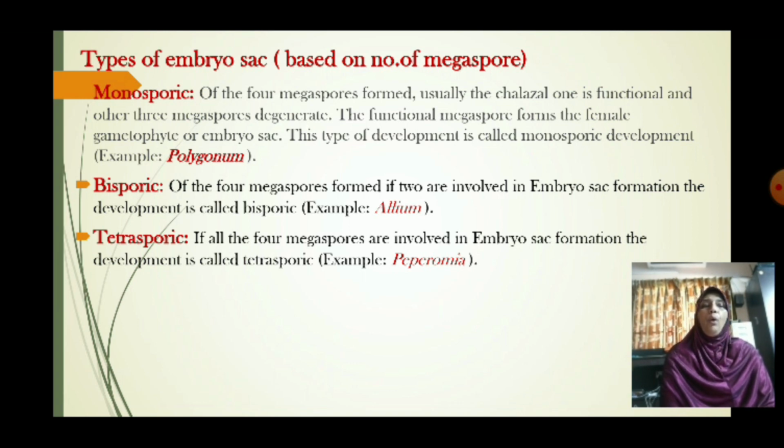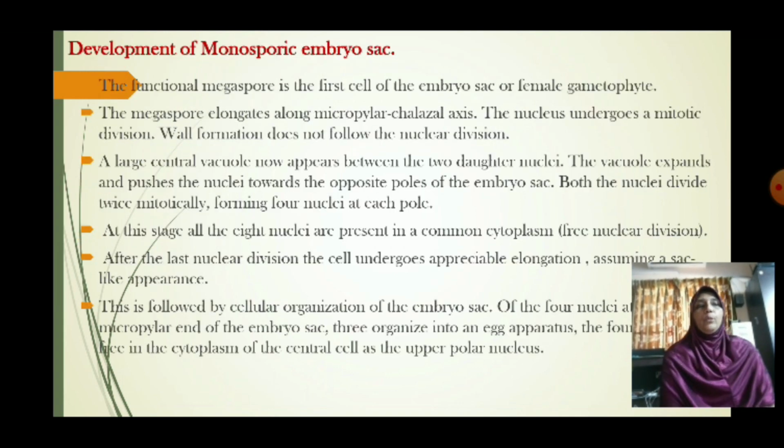Bisporic: of the 4 megaspores formed, if 2 are involved in embryo sac formation, the development is known as bisporic. Example will be Allium cepa. Tetrasporic: if all the 4 megaspores are involved in embryo sac formation, the development is called tetrasporic. Example will be Peperomia. The next one, the development of monosporic embryo sac.